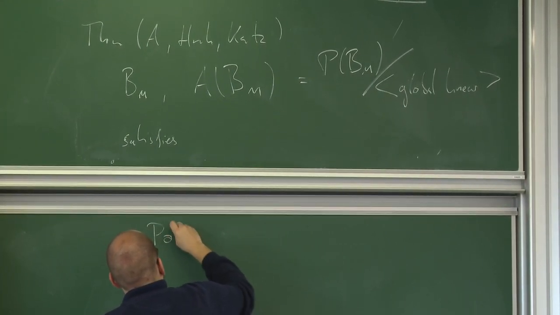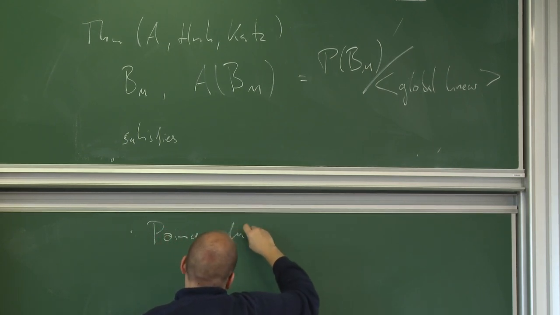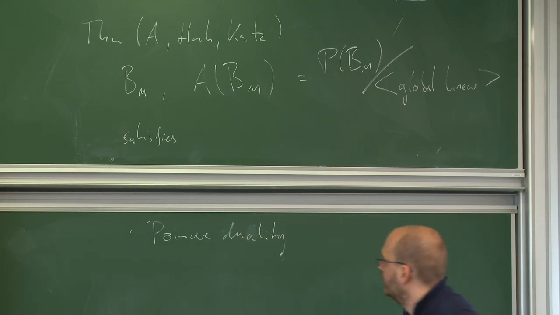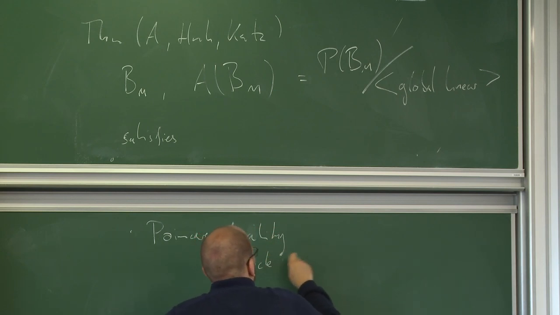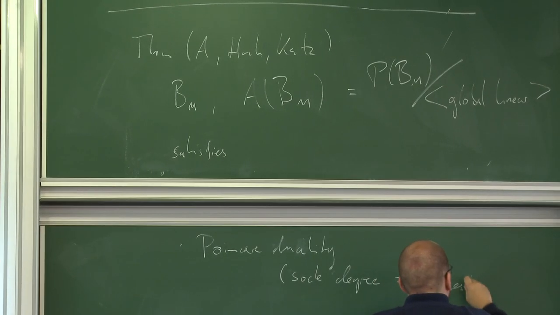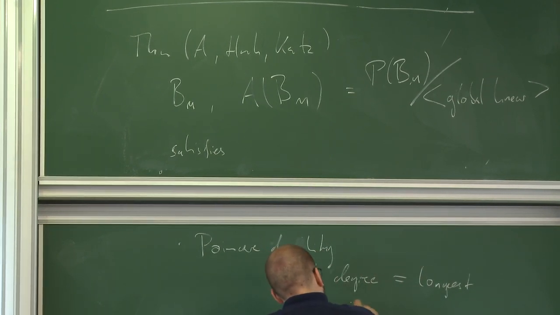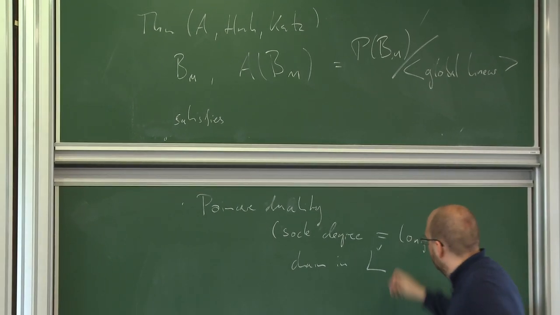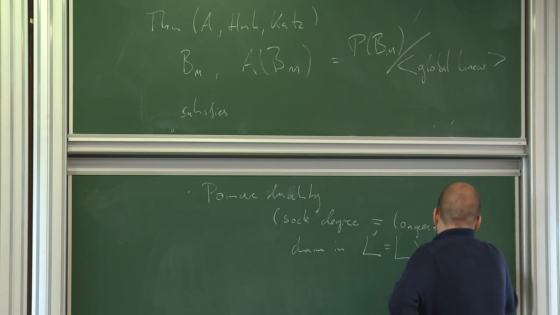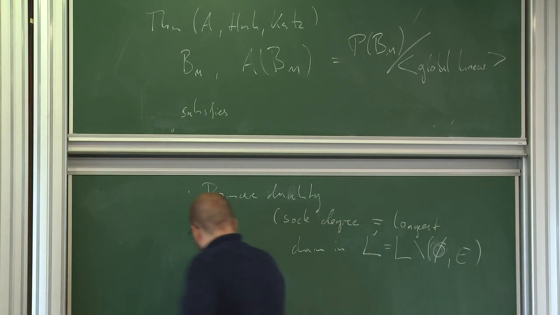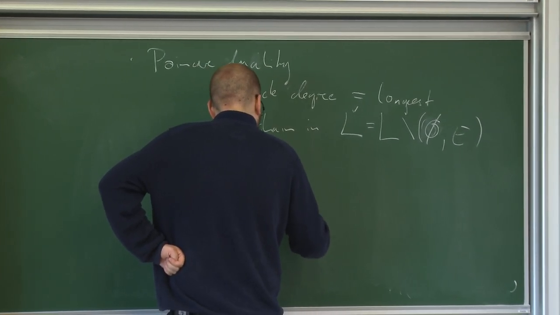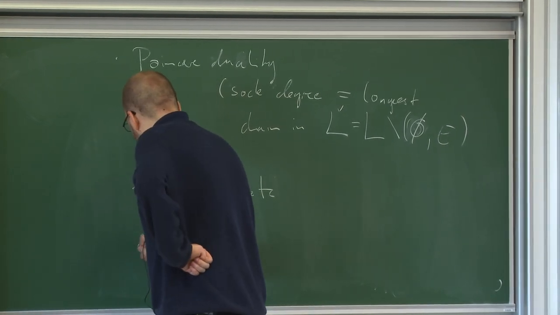One, Poincaré duality, with the socle degree equal to the longest chain in L. Now let me take the proper part, which is L without the empty set and the ground set, and it satisfies Hodge-Lefschetz. And it satisfies Hodge-Riemann.